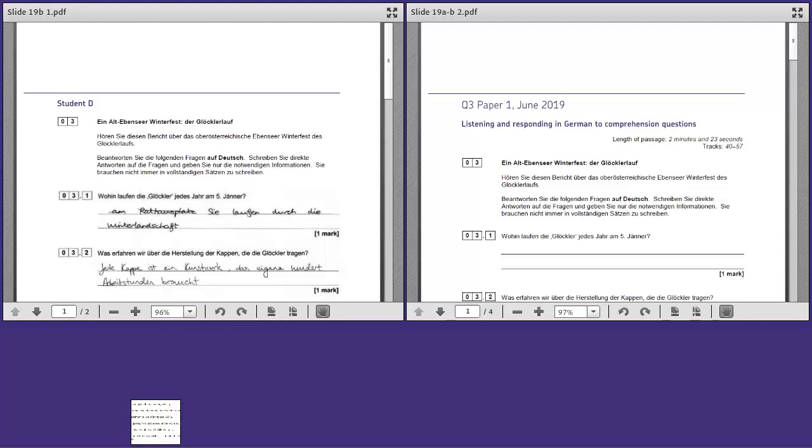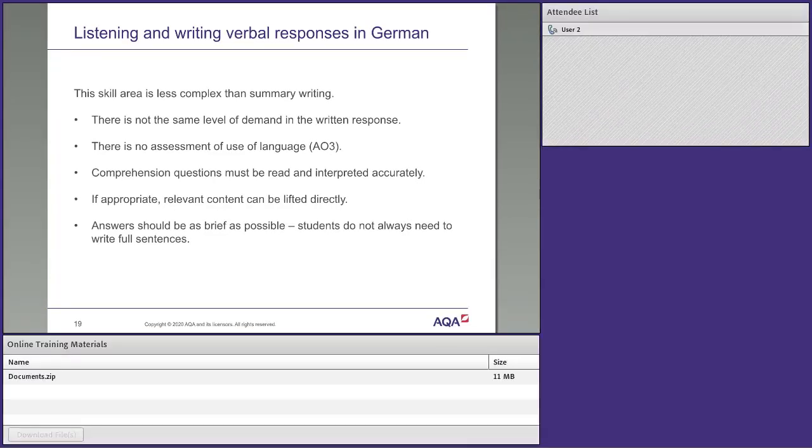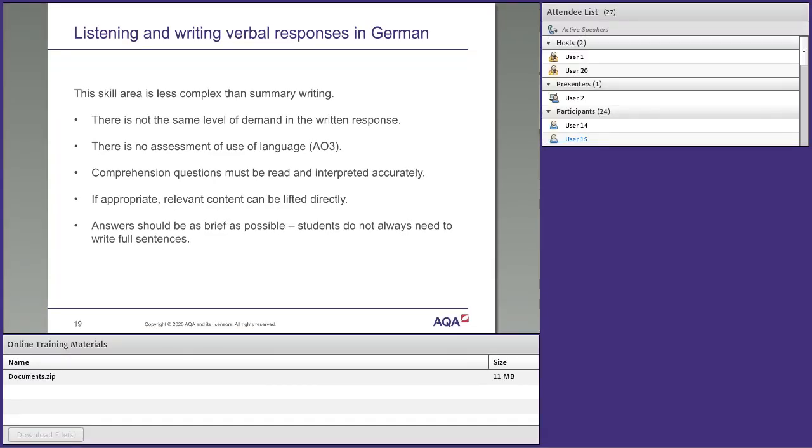Okay, I know we've gone through that fairly quickly. You will get all of this in the post-event materials, so you can have a look at those and how they were marked in a bit more detail if you need to. Okay, so if we could go back to the PowerPoint, please. Thank you.